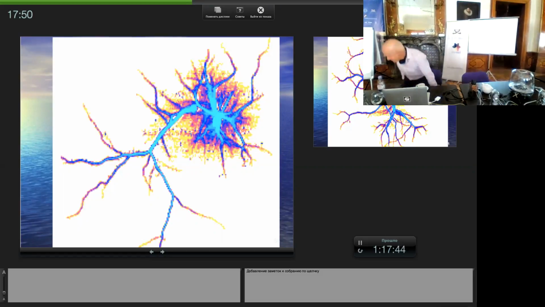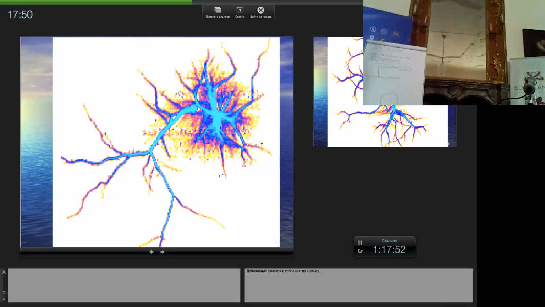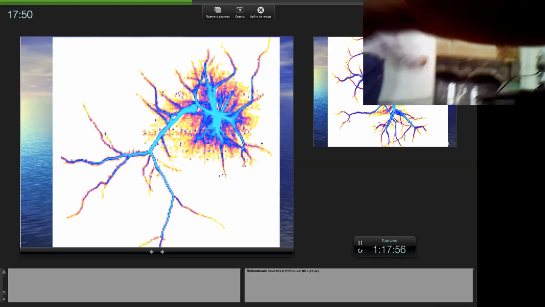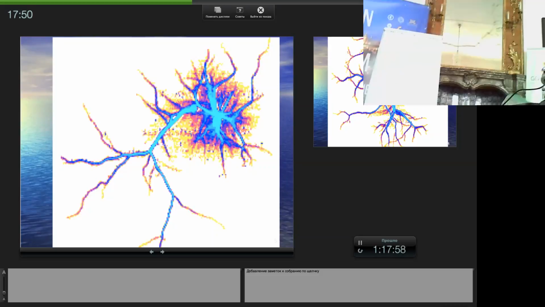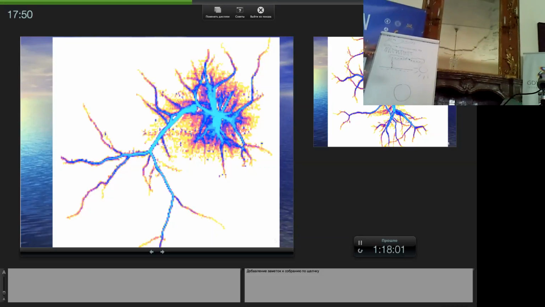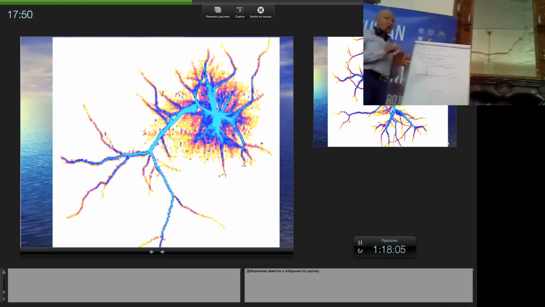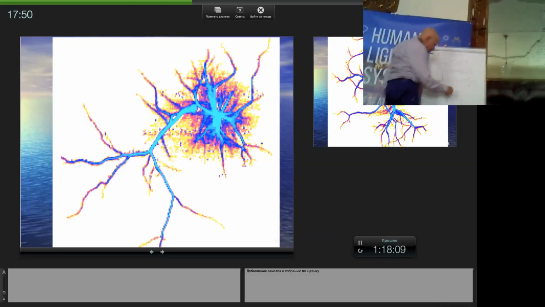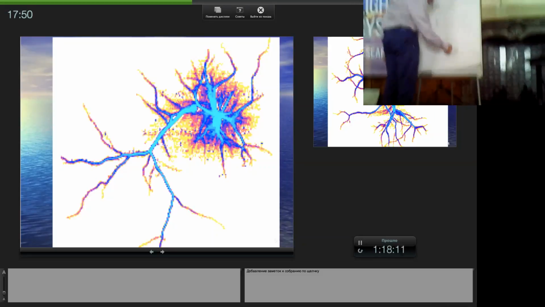Okay, let me explain to you. This is the Sun. For a reason unknown to us, the Sun has a magnetic field. We don't know why, but it has a magnetic field. And this field works like this.